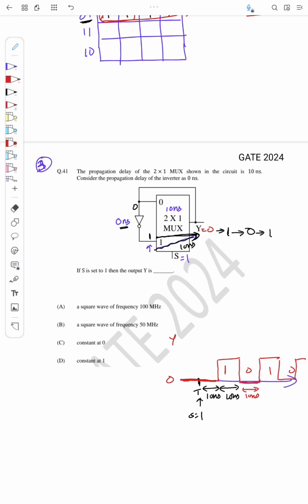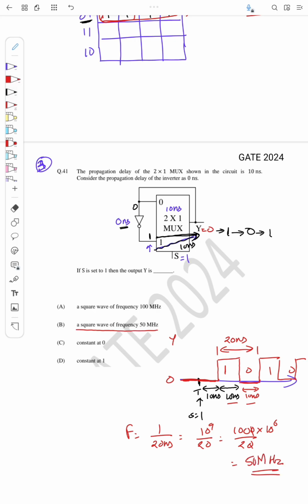So what's the total time period? This is 10 plus 10, that is 20 nanosecond. What is the frequency here? F equals 1 by 20 nanosecond, or 10 power 9 by 20, or 1000 into 10 power 6 by 20. So this is 5 megahertz. Sorry, this is not 5, this is 50 megahertz. 100 by 2 is 50 megahertz. So the answer is B.